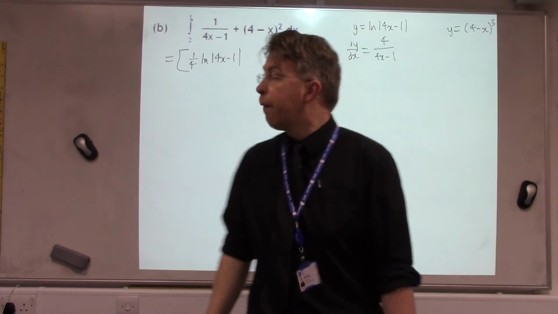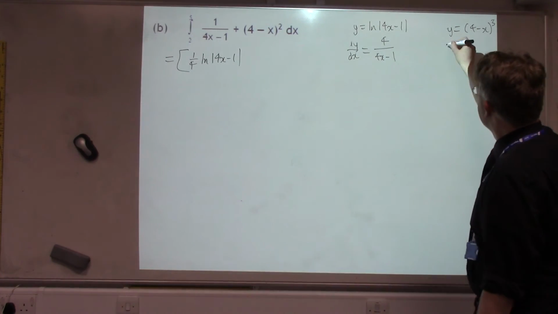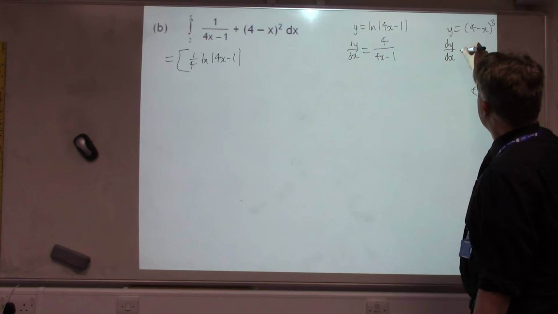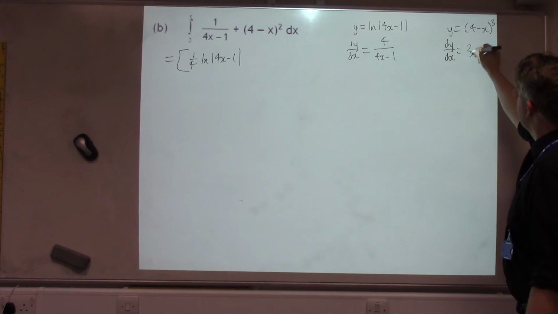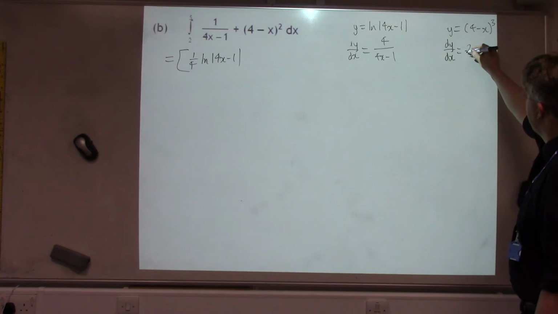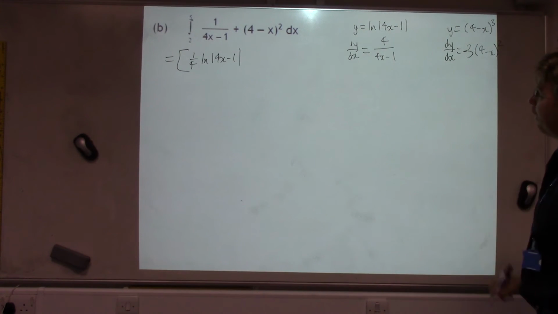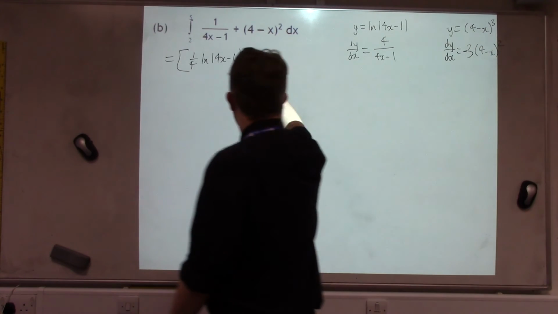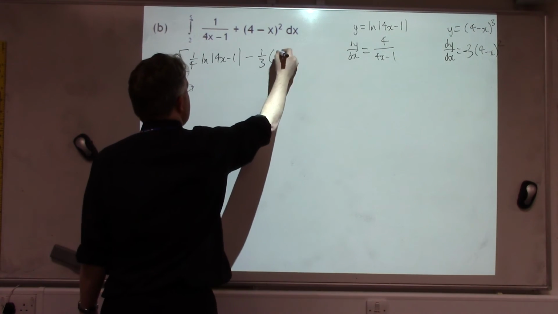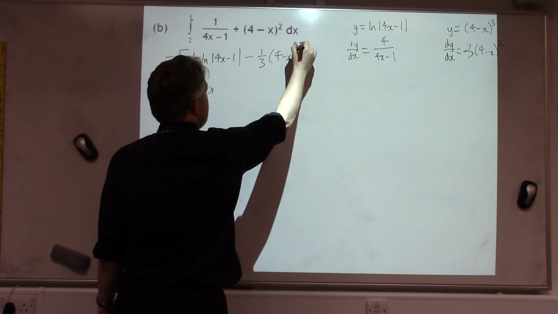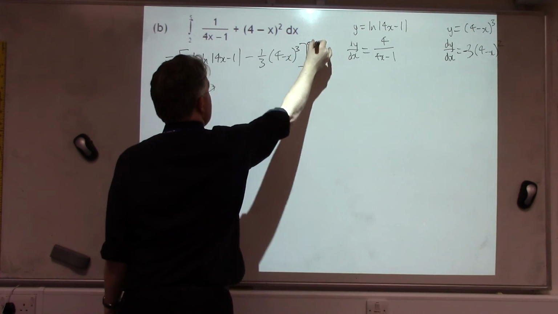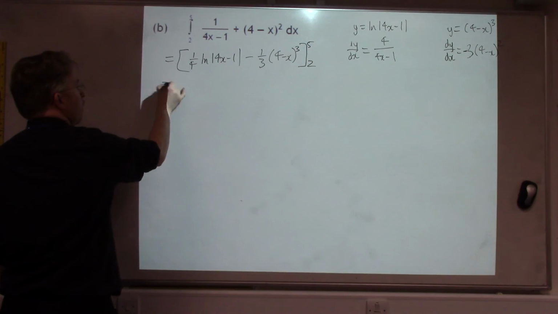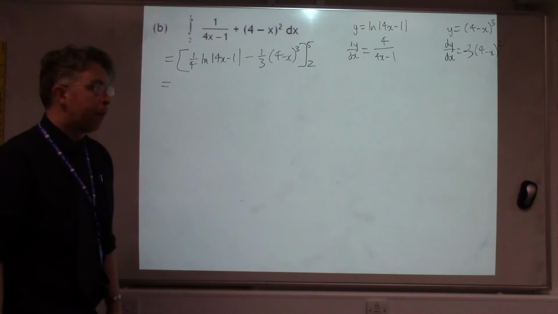Four minus x to the power of 3. We take the power to the front, times the number in front of x, which is minus 1, so minus 3. Take 1 off the power. Now we're supposed to have plus 1, not minus 3, so we need to times our original guess by minus a third. And then again, plug the numbers in and simplify.